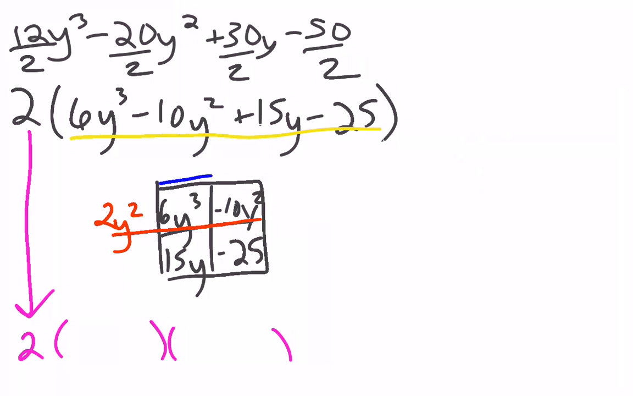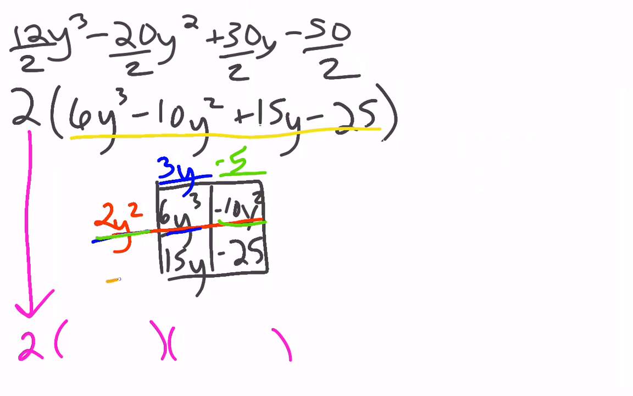Then we're going to do, what do I multiply to 2y squared to get 6y cubed? That's going to be 3y. 3 times 2 is 6. Y times y squared gives me y cubed. What do I multiply to 2y squared to get negative 10y squared? That needs to be negative 5. And we already have the y squared, so move on with your life.